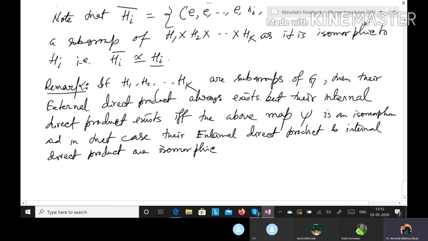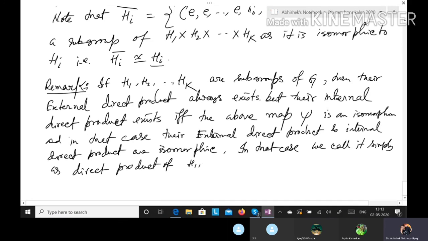So in that case, we simply call the product simply the direct product of H1, H2, Hk.